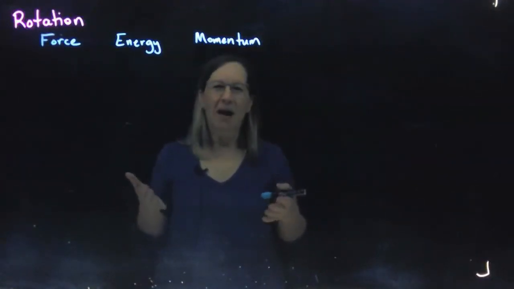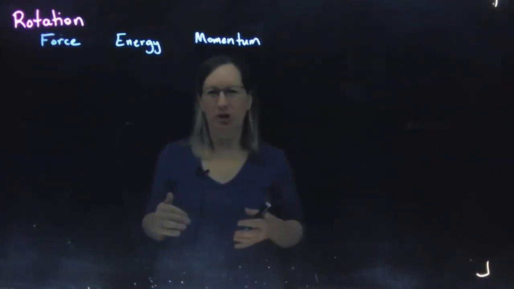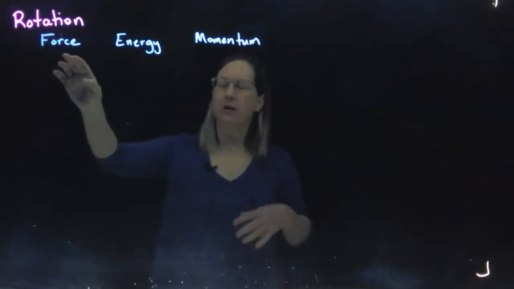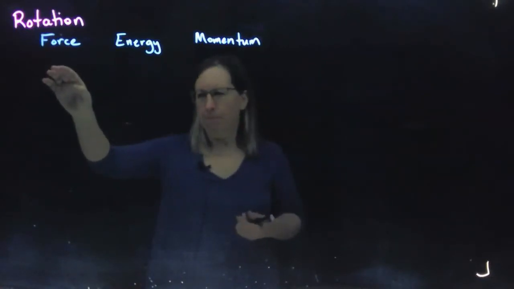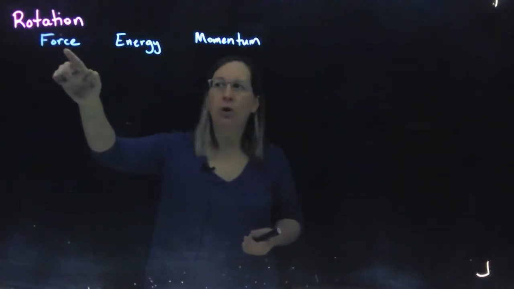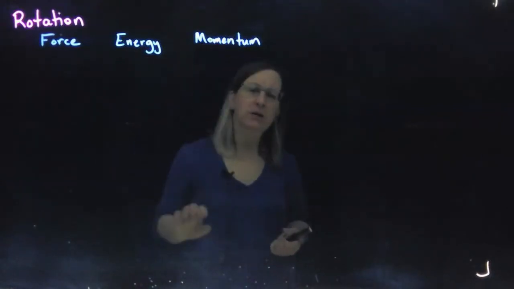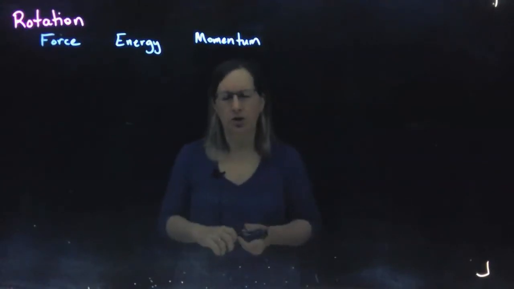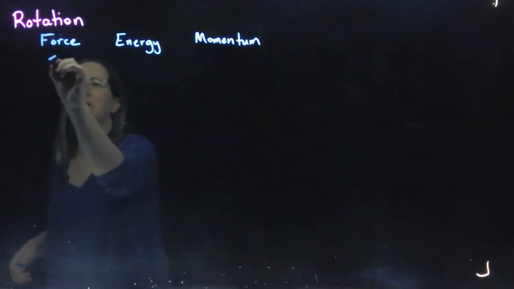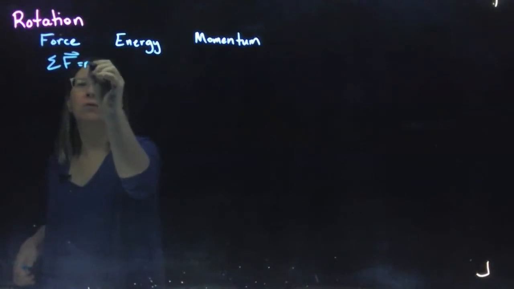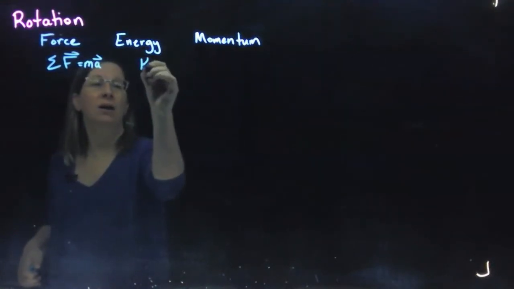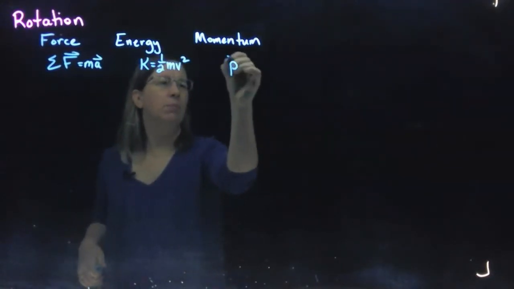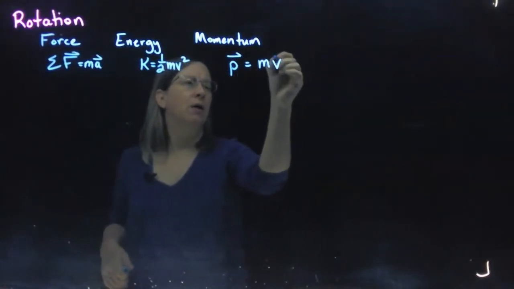We're going along the path that we followed with linear motion, describing what changes the motion, changes the speed, changes even directions, and we can look at force, energy, and then we had a situation where we were starting to talk about energy conservation and momentum conservation. So in the linear case, this is all very familiar, F equals ma. Our kinetic energy is 1/2 mv squared, and our momentum, P, was equal to mv.